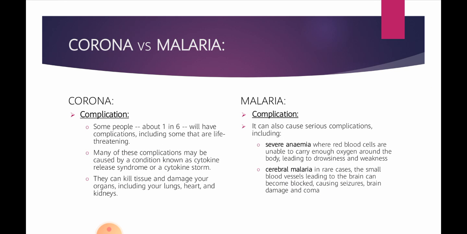Complications of corona. Some people, about 1 in 6, will have complications, including some that are life threatening. Many of these complications may be caused by a condition known as cytokine release syndrome or cytokine storm. They can kill tissue and damage your organs, including your lungs, heart, and kidneys. Complications of malaria. It can also cause serious complications, including severe anemia and cerebral malaria. Severe anemia is where red blood cells are unable to carry enough oxygen around the body, leading to drowsiness and weakness. Cerebral malaria, in rare cases: the small blood vessels leading to the brain can become blocked, causing seizures, brain damage, and coma.